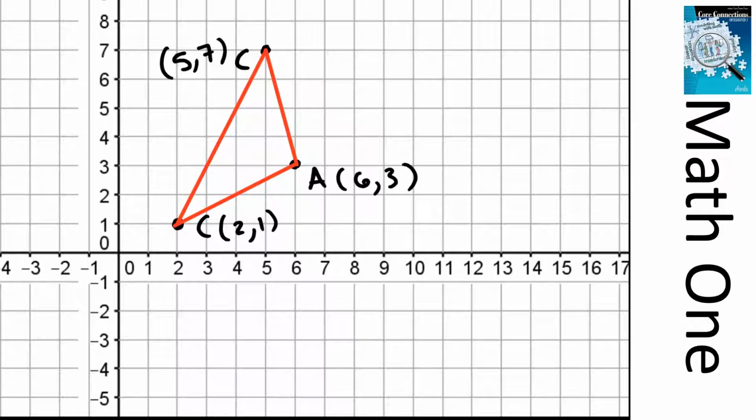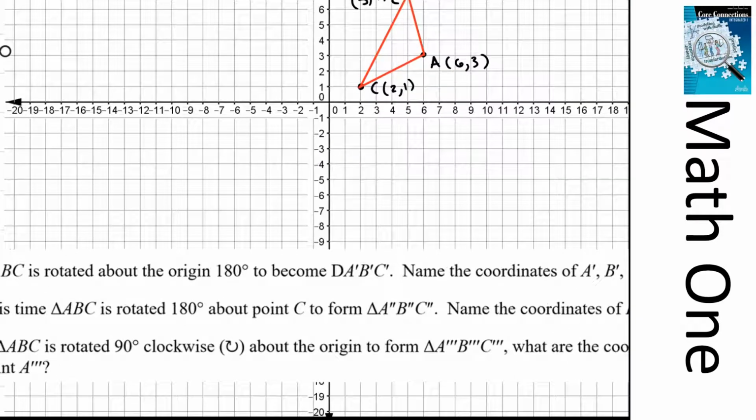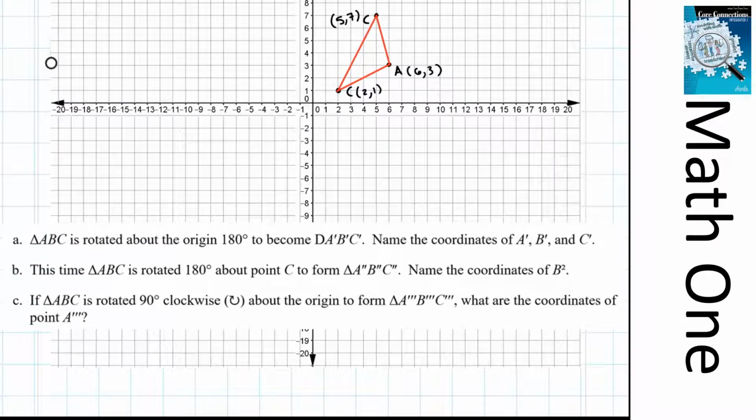So I went ahead and drew the lines that connected those. The next thing we're asked to do, part B, well actually no, I haven't read part A yet. You can see these in your textbook, but they're down below here, so let me bring this down. Now, this is so super small. It says triangle ABC is rotated about the origin 180 degrees to become triangle A prime, B prime, C prime. Name the coordinates of the A prime, B prime, and C prime.